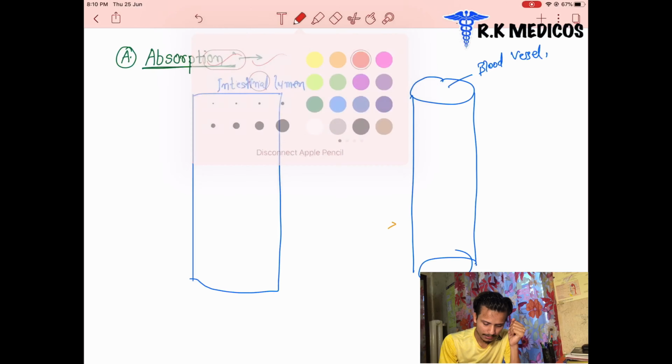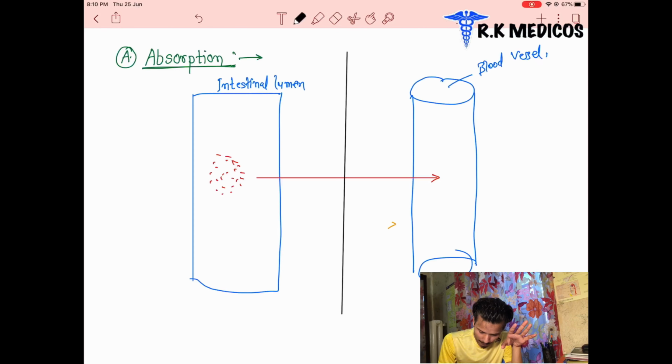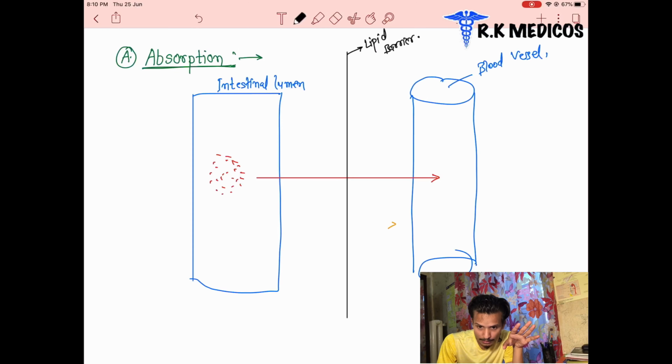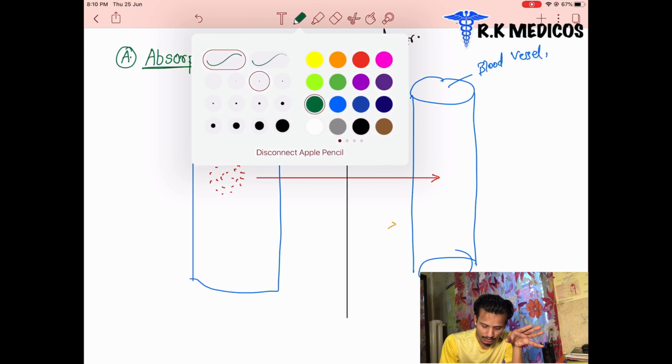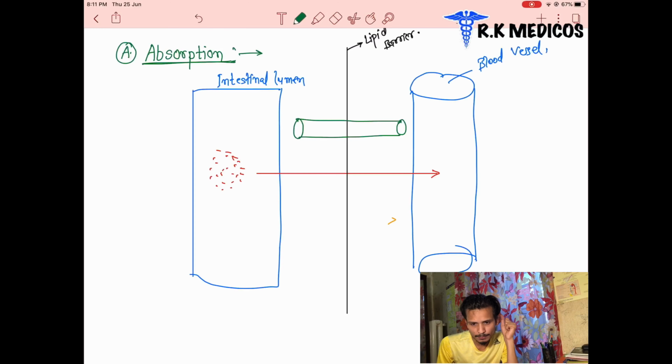As we know, when any drug enters our intestinal lumen or the stomach, it gets transferred into the blood circulation, the systemic circulation, and that is also called distribution of the drug. In between them there is another barrier layer, called the lipid barrier. In this barrier there are different types of channels present.